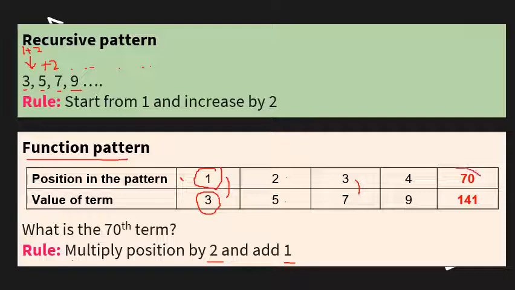So for my 70th position, it's 70 times 2 plus 1. So with these function patterns, it can be a single operation like multiplication or division, or even just plussing or minusing, but they can also have more than one operation. So it can be divide by 4 plus 6, or multiply by 2, add 1 here. And I've described it again using words. So I'm describing the rule using words.